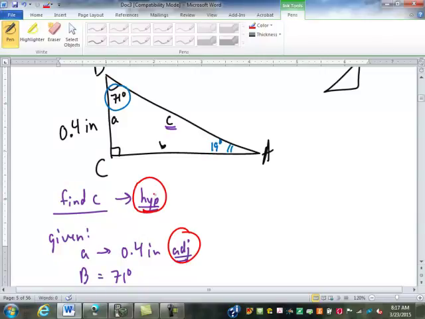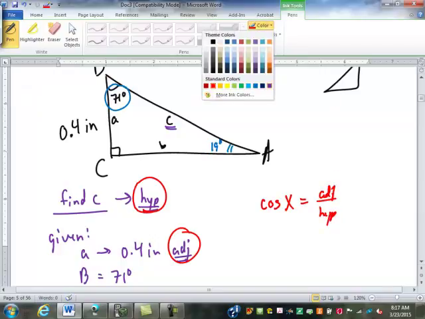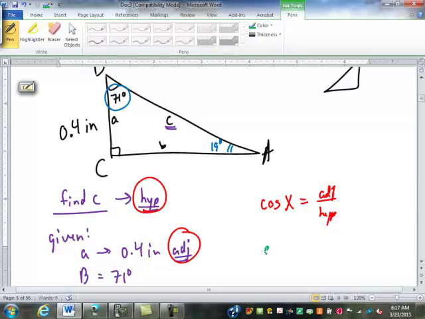So adjacent and hypotenuse make what trig function? Cosine. So again, cosine of an angle is adjacent over hypotenuse. Plugging in what we know: do we know the angle? Yes, 71 degrees. Do we know the adjacent side? 0.4. Do we know the hypotenuse? No, that is side C. That is what we're looking for.